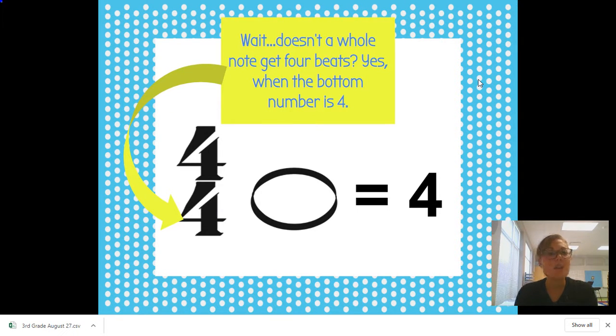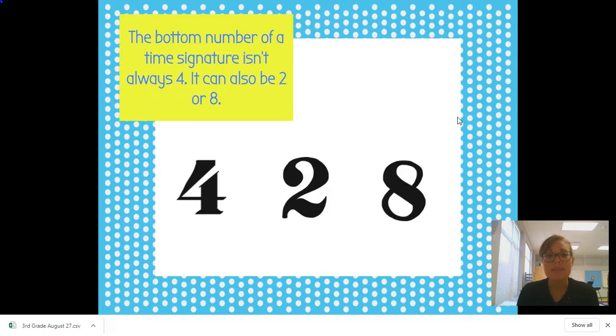Wait, doesn't a whole note get 4 beats? Yes, but only when the bottom number of the time signature is 4. The bottom number of a time signature isn't always 4. In music class, it's been 4 for us this whole time, but you're older now. So the bottom number of the time signature can also be 2 or 8.